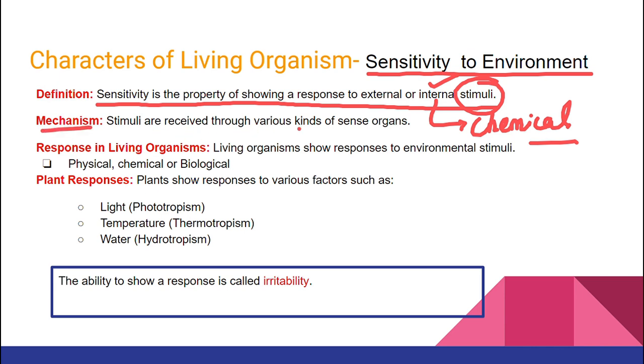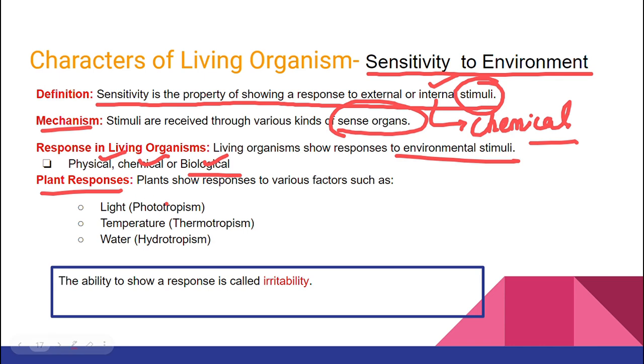Stimuli are received through the various kinds of sense organs. So who is going to take the stimuli? It's your sense organ. Response in the living organism. Living organisms show response to the environmental stimuli. What are these? Physical, chemical, biological. That means stimuli can be physical, chemical, and biological. Biological means any living organism, your microorganisms or anything. Physical, like suppose if I pinch you or I throw a ball on you, right?